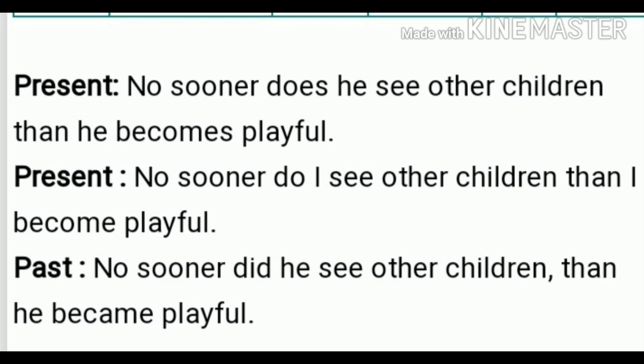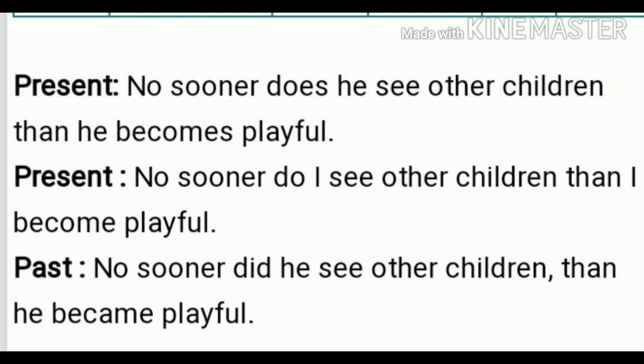In second example, no sooner do I see other children than I become playful. In this sentence, after the conjunction no sooner, it is written do. Why? Because the subject is I, which is first person singular. And as we all know, with first person singular and plural, with second person singular and plural, and with third person plural, we use do as auxiliary verb in place of does. So, in such sentences where the subject is first person or second person or third person plural, we use do. Only in case of present tense. We use do and does in case of present tense.